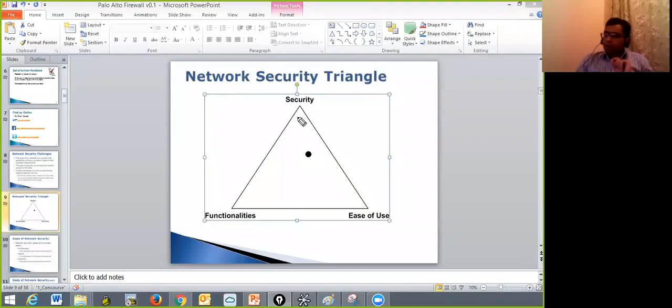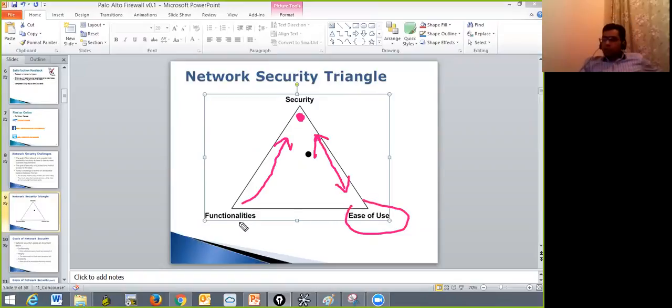If I put the ball somewhere here, what does it mean? It means that I am far away from functionality and far away from ease of use, which means if my network is too secure, it is not easy to use and we are far away from the functionality. So as a network security engineer, whenever you go into a job environment and think about securing some network or data, you need to think about it.